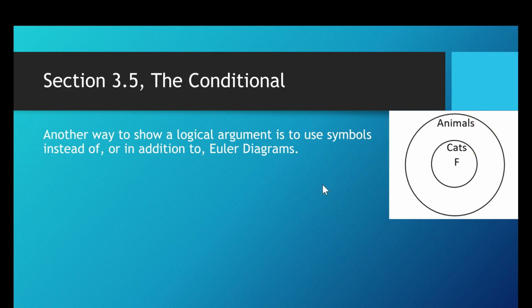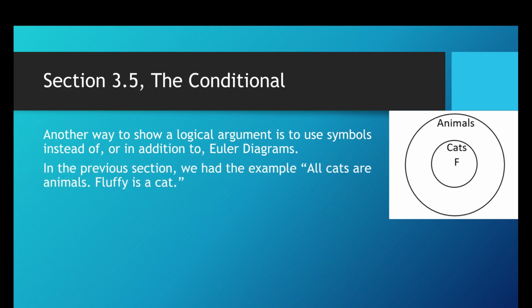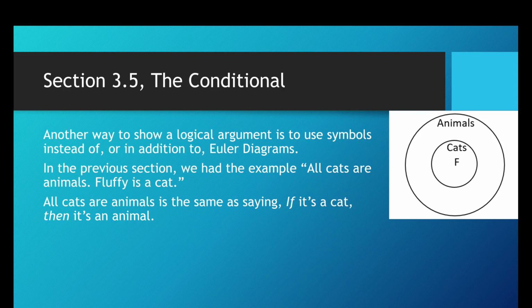But we're going to use this other way to show a logical argument using symbols, and it could be used in addition to or instead of Euler diagrams. So we had all cats are animals, Fluffy is a cat. And we're going to change this to an if-then statement. All cats are animals is the same as saying if it's a cat, then it's an animal.